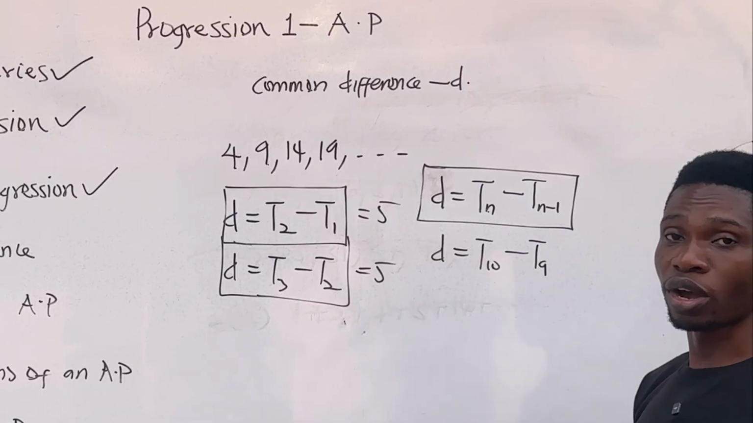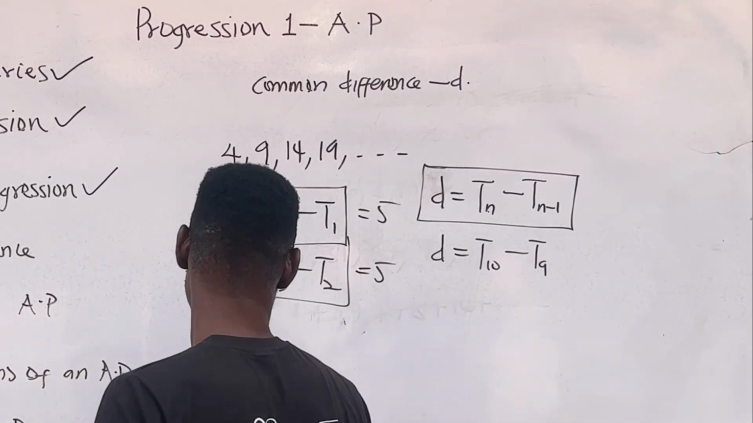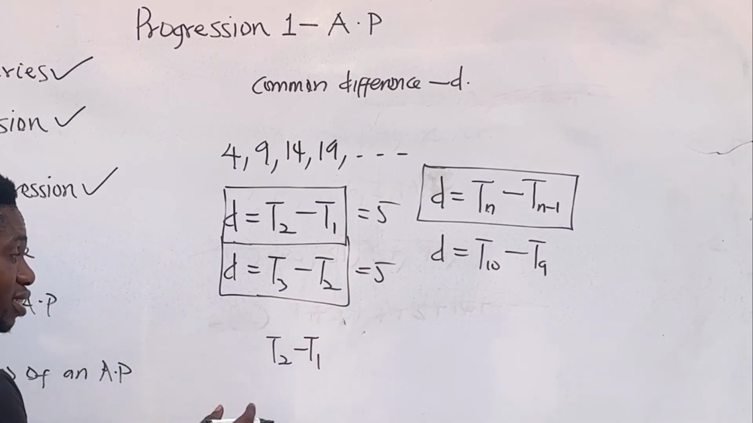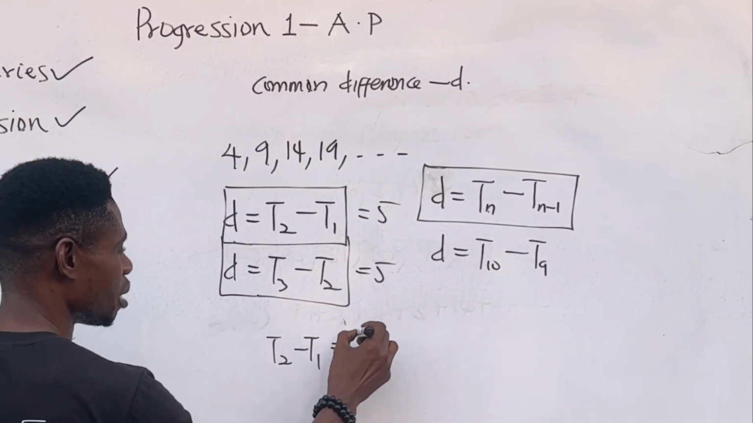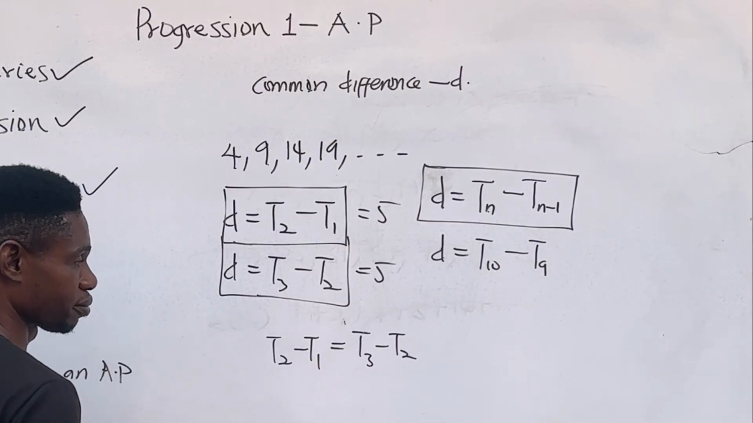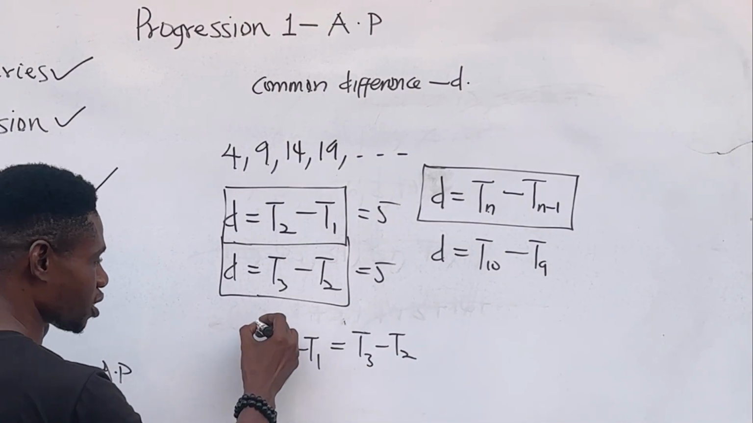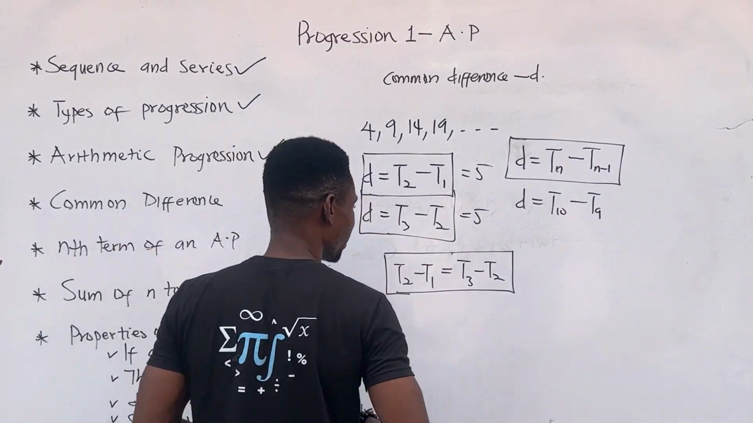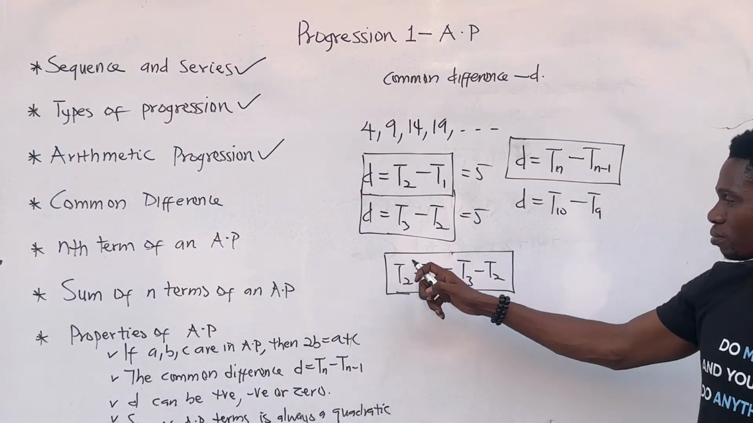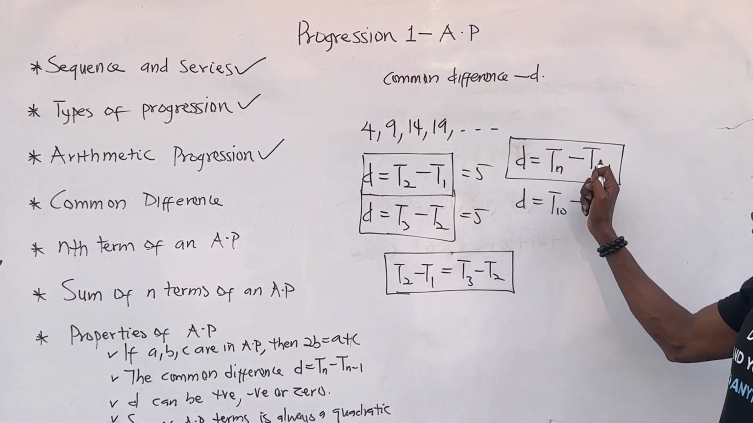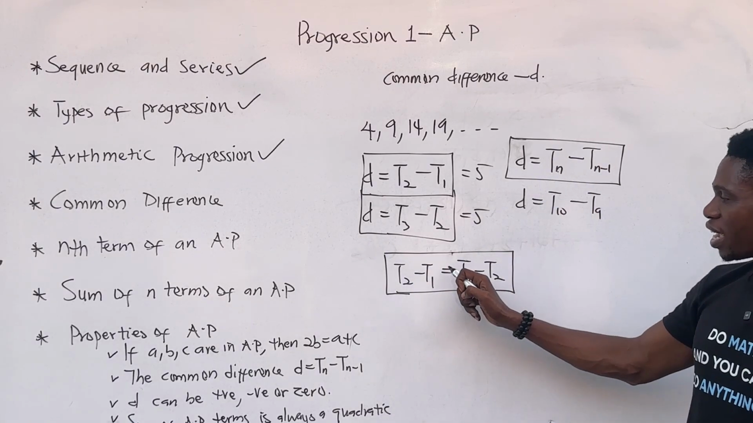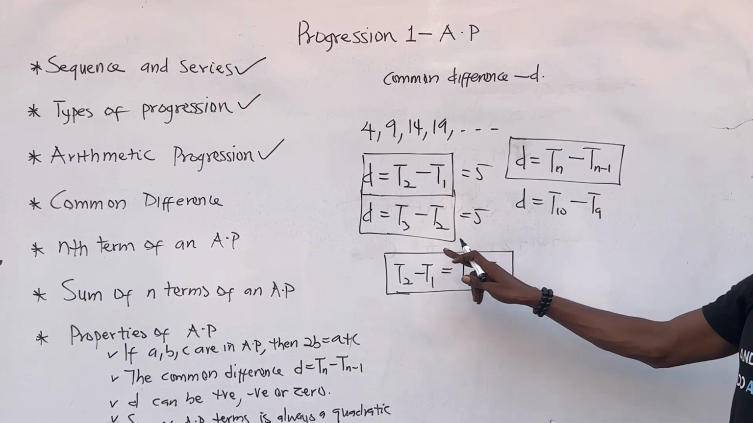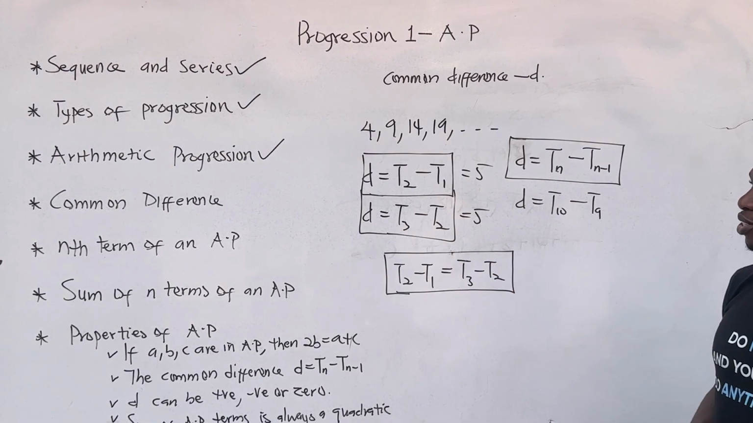Now, because of some problems we're going to solve later in the course, note that T2 minus T1 is the common difference. The value is the same as T3 minus T2. This is also the common difference. So just save this somewhere in your memory. We're going to need it when we start solving exam-style questions. So T2 minus T1, just like what we got from here, is the common difference, and it's equal to T3 minus T2, and so on. So it goes like that. So we might need this somewhere when we start solving questions.